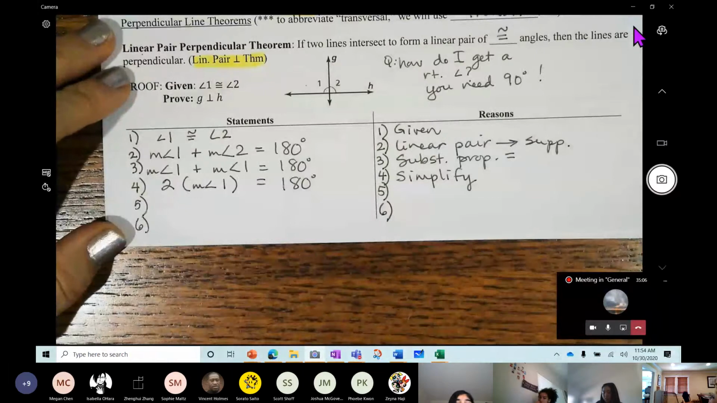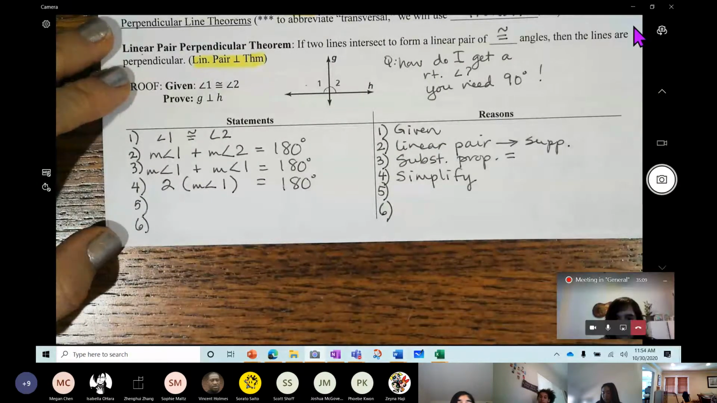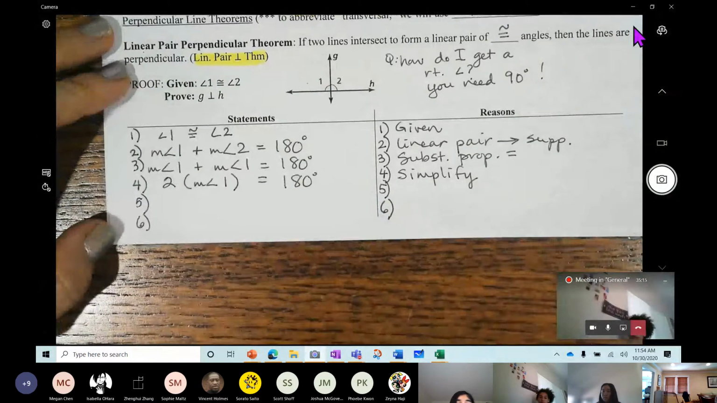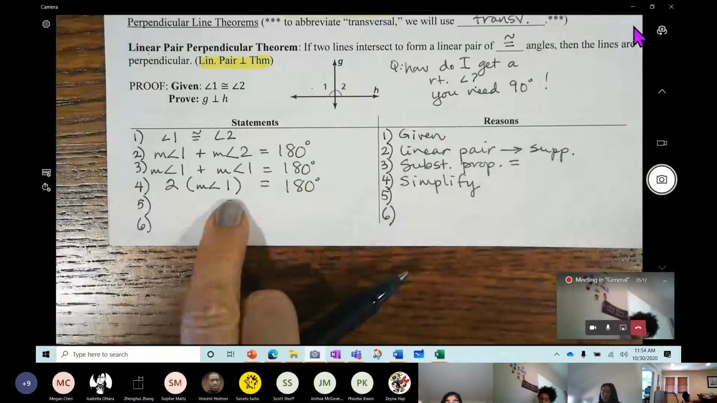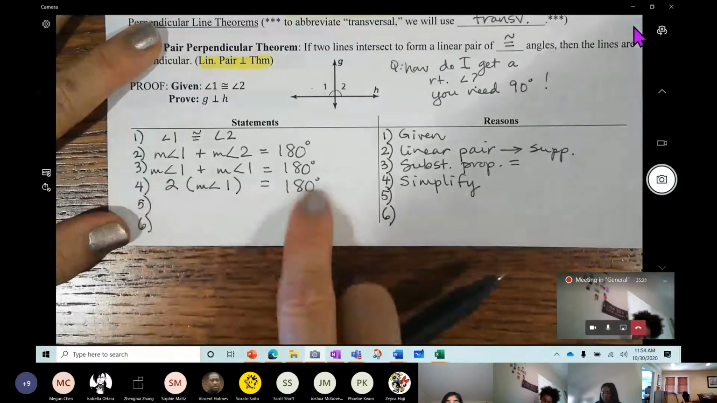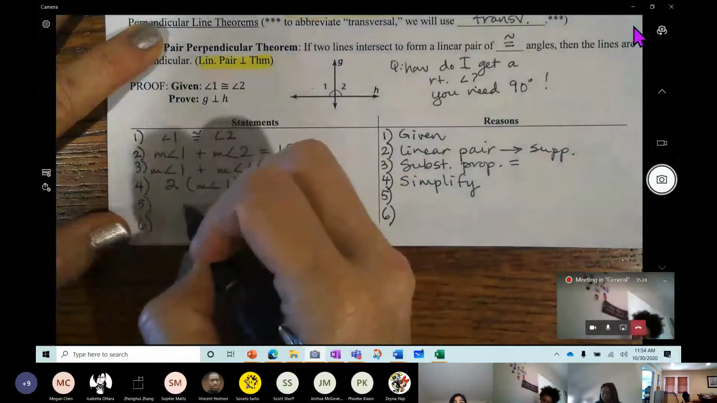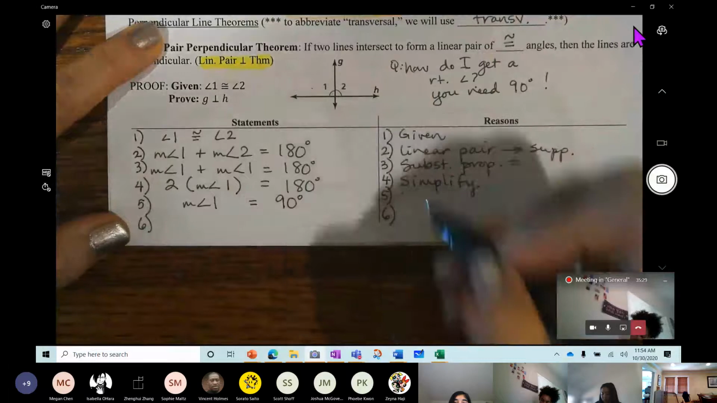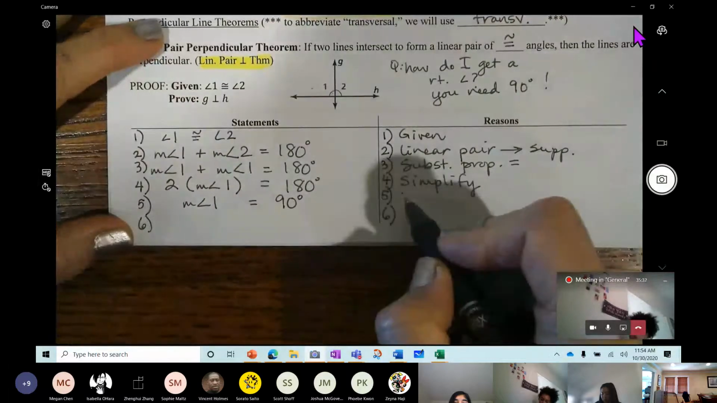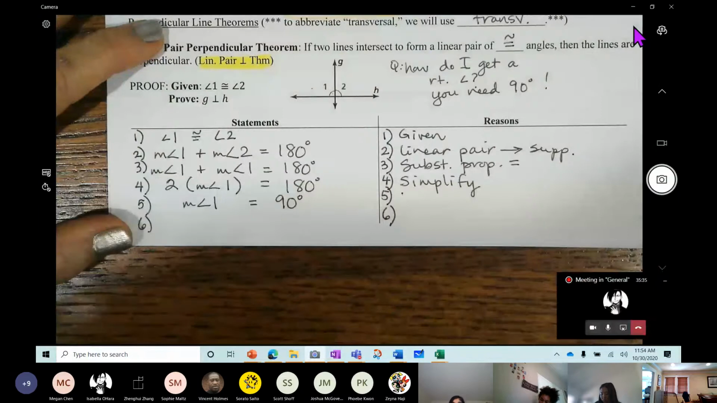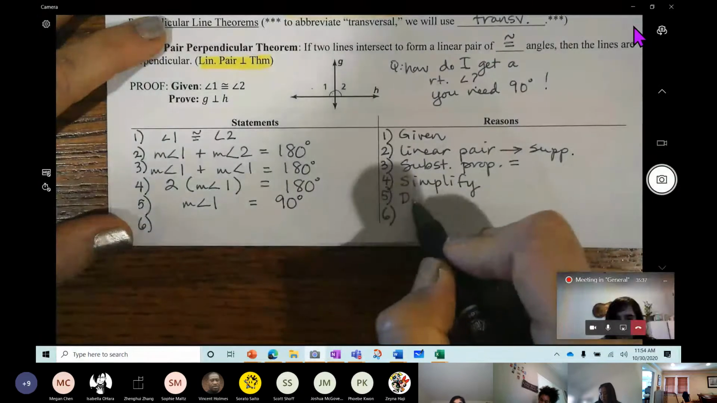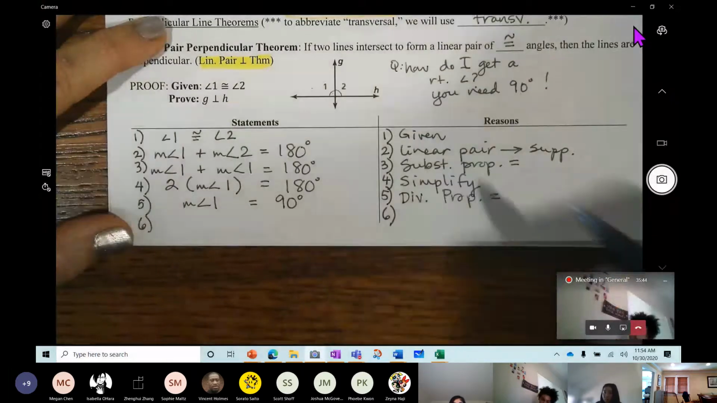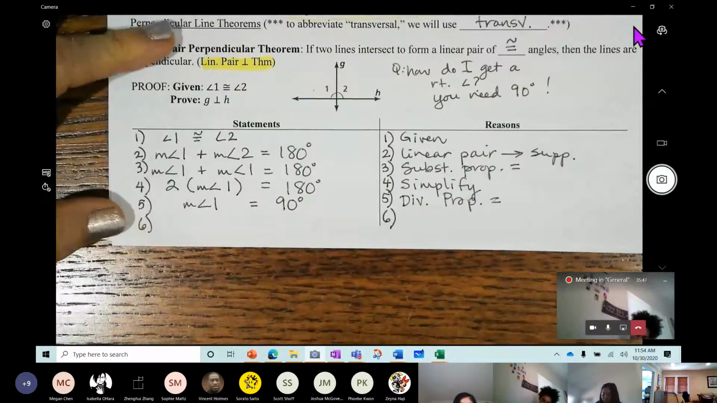Now, Shira, what can I do? Divide. Now is when I can divide. I'm hoping you can all see that. Because you have 2 times this thing, we'll call it, 2 times this angle equals 180. But if you divide both sides by 2, what property says we can do that? Don't we have a property that says that it's equal if we divide both sides by the same thing? The division property?